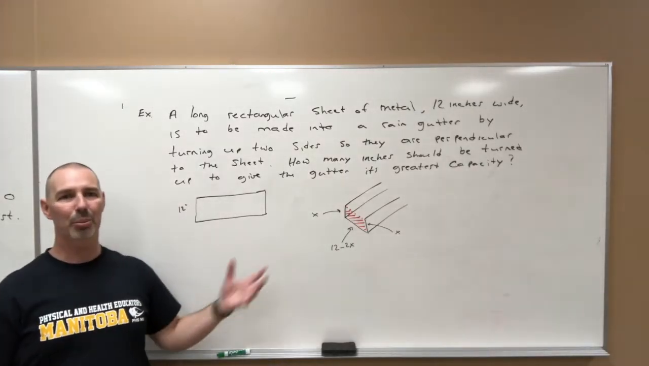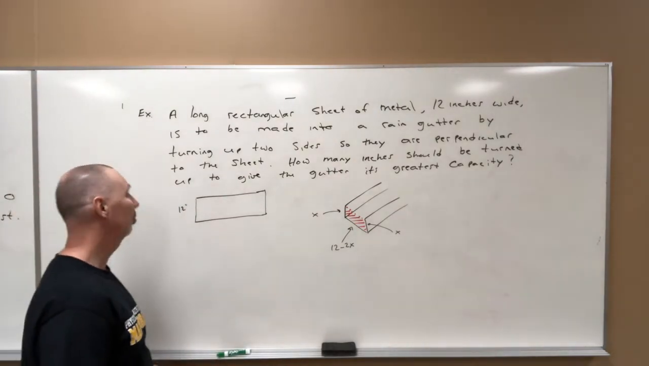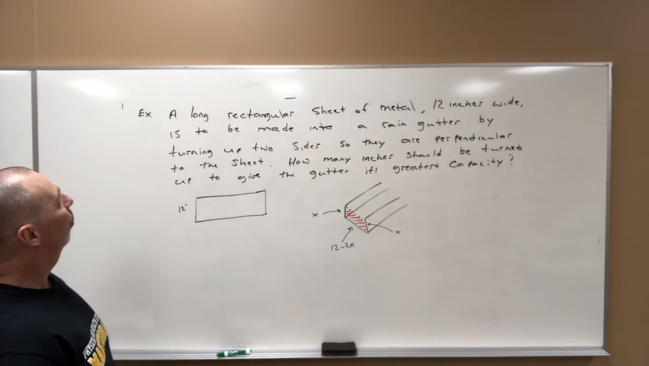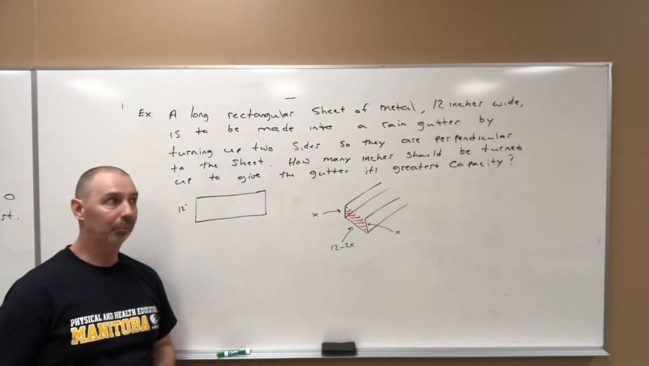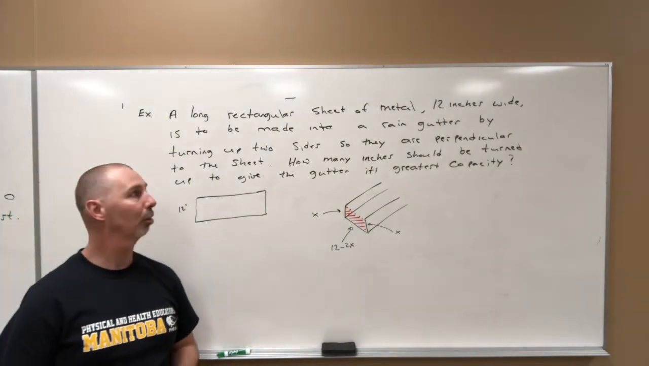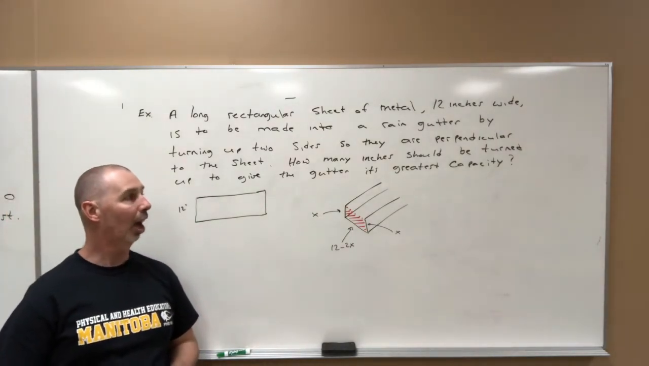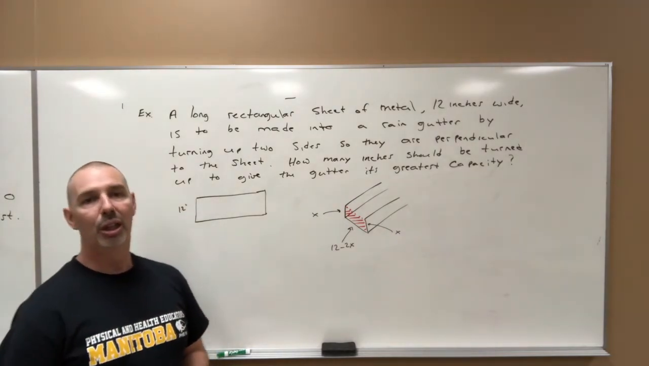So here we've got an example on the board. I've already sort of drawn the diagram and written it out, but here it is. It says, a long rectangular sheet of metal, 12 inches wide, is to be made into a rain gutter by turning up two sides so that they are perpendicular to the sheet. How many inches should be turned up to give the gutter its greatest capacity?